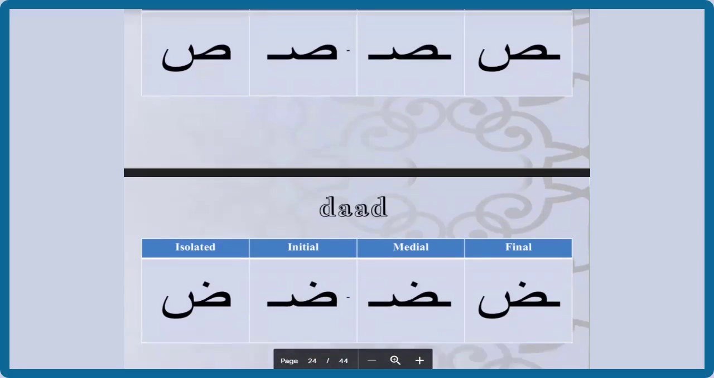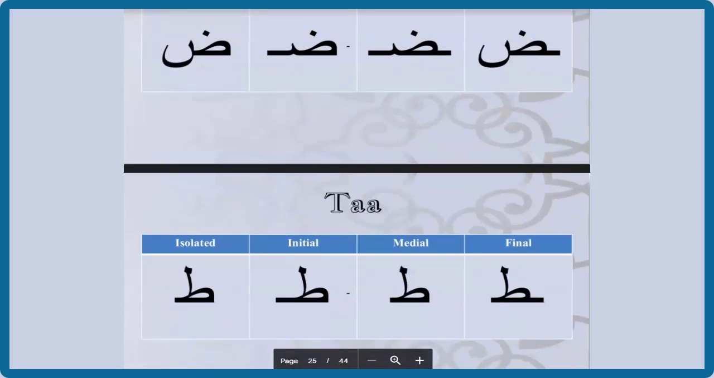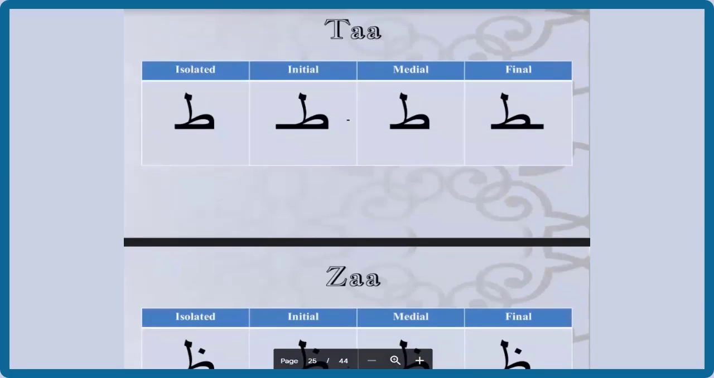Then next is Dwad. Dwad is just like Swad, and it is a heavy letter. You can find these three shapes of Dwad: initial, medial, and final. Then the next letter is Taw. Taw is again a heavy letter.